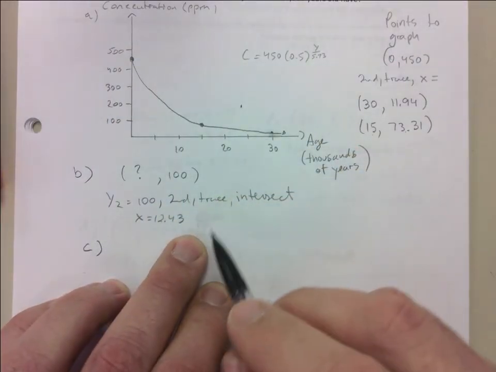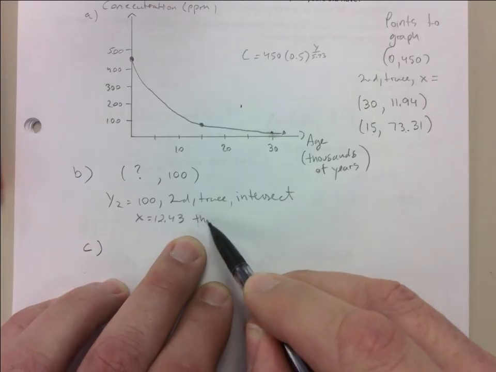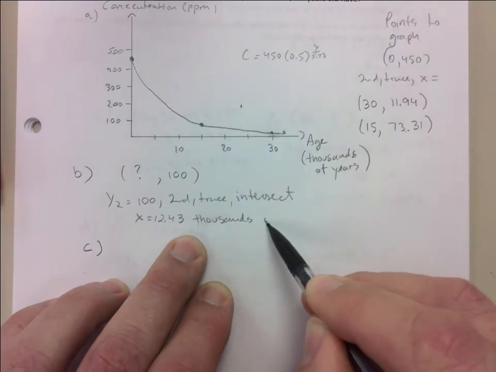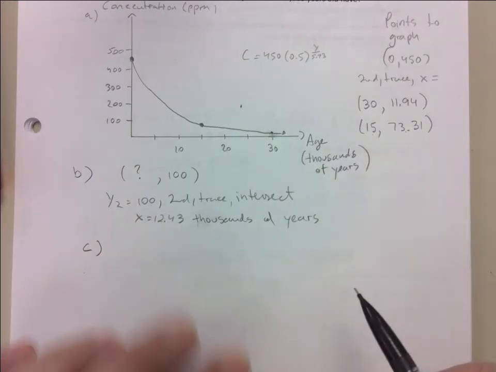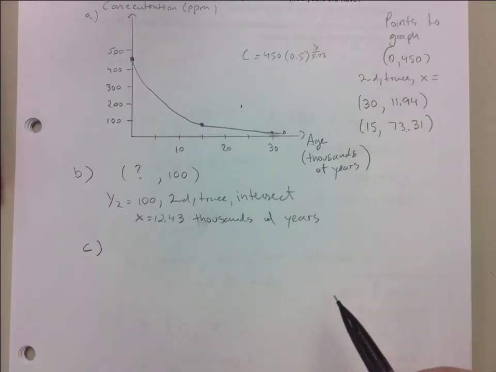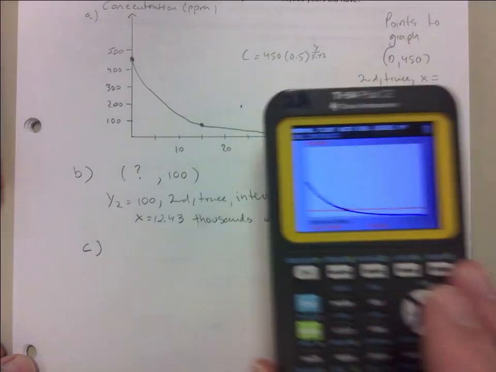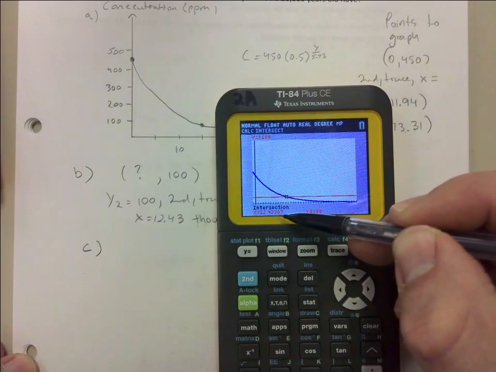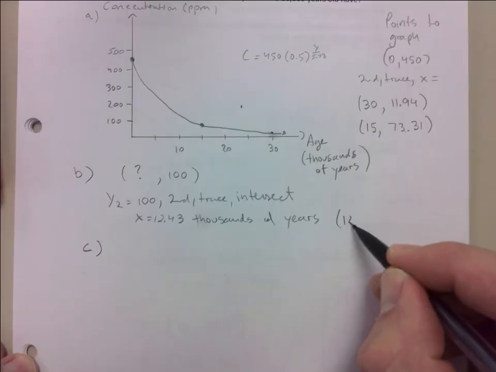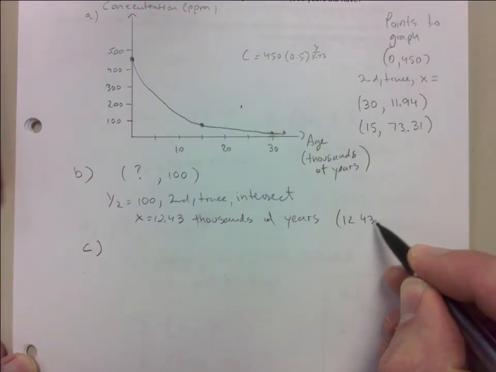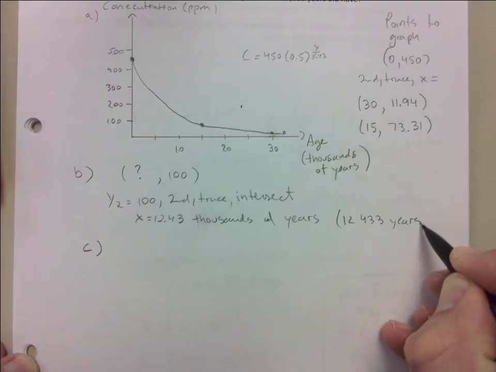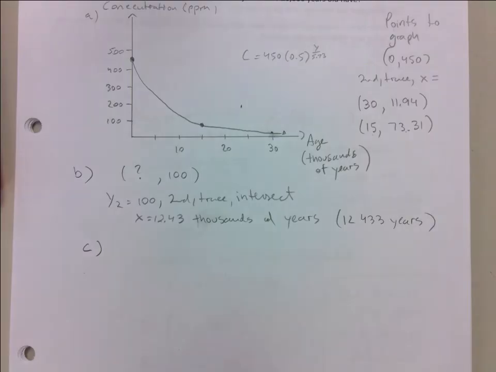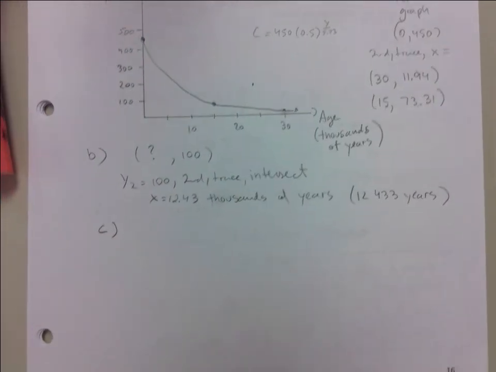This is thousands of years, okay? So I believe you would be fine there. If you wanted the actual year, you would multiply this by 1,000, so that would give me 12,433 or 34 years. 12,433 years exactly. You would be fine either way. Just make sure you put the thousands of years after, and then you're fine.